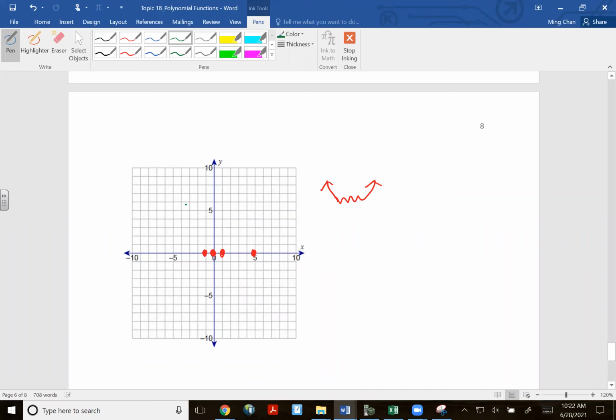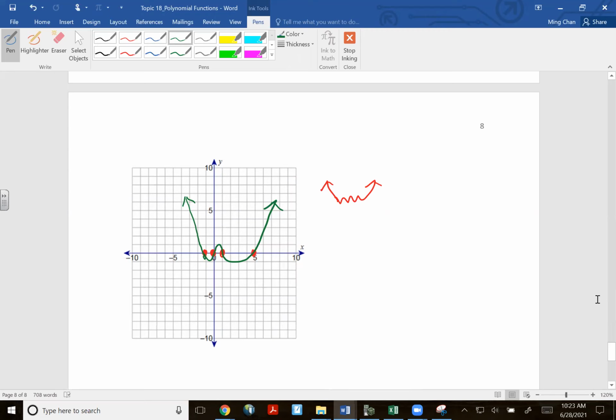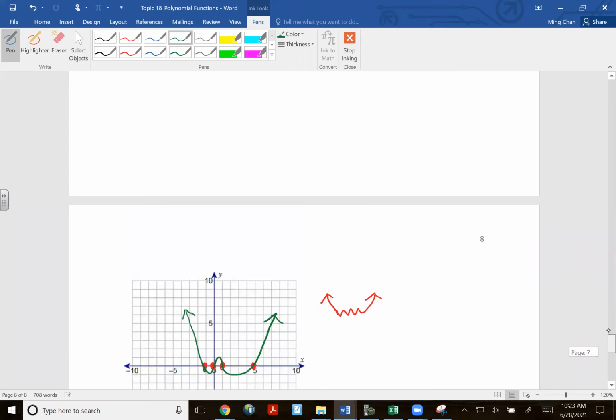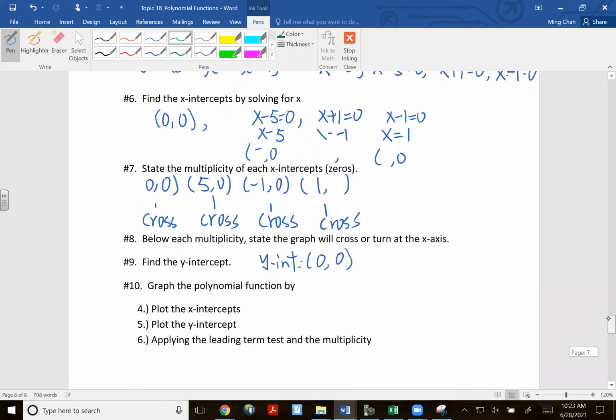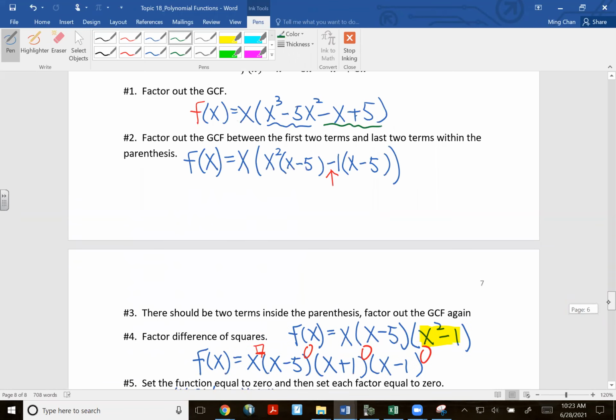If I draw this picture from left to right, coming from negative infinity, very far left, once I get to negative 1, 0, I cross it. Once I cross it, I turn, cross again, and then cross again at 5, 0. So this is as good a sketch as we can make without finding additional points. The idea here is to know what the picture looks like before we even graph it. Once you look at the function, you have an idea of what you're looking at.